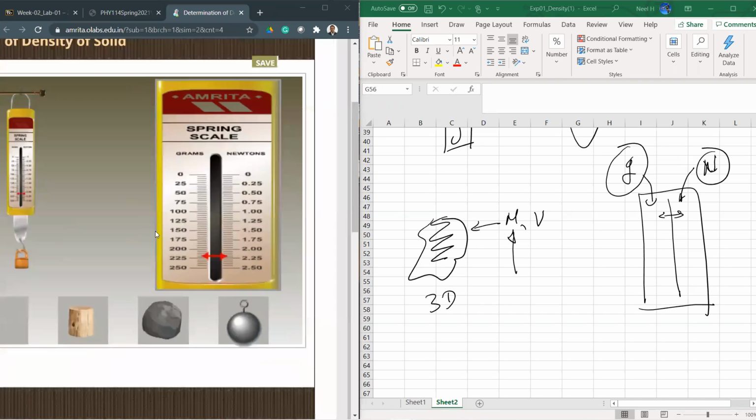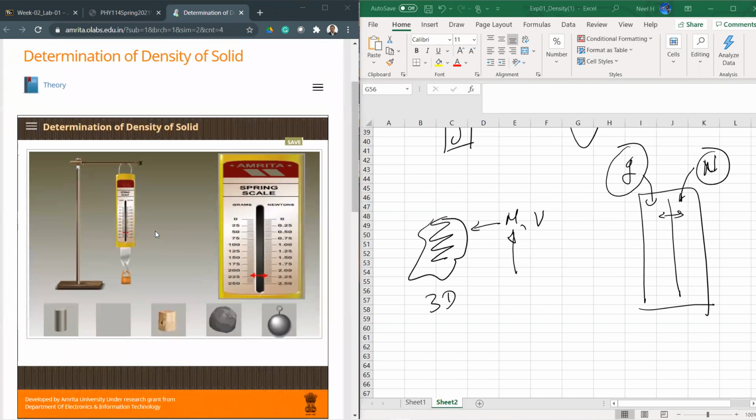First, we'll measure the mass of the selected object, which is asked for in our table. And then the same simulator has a way to measure the volume. Let's talk about volume in a bit. Let's finish the mass measurement first, okay? Any question?